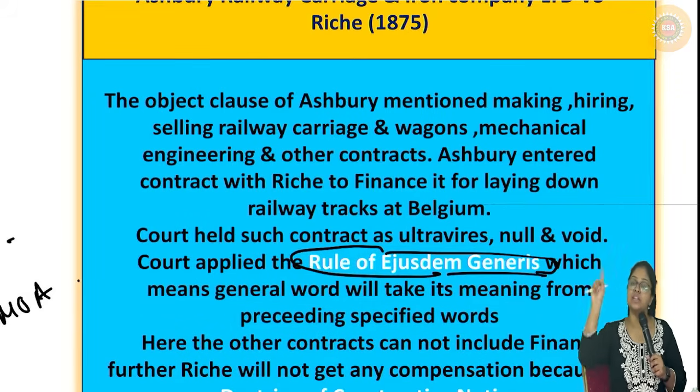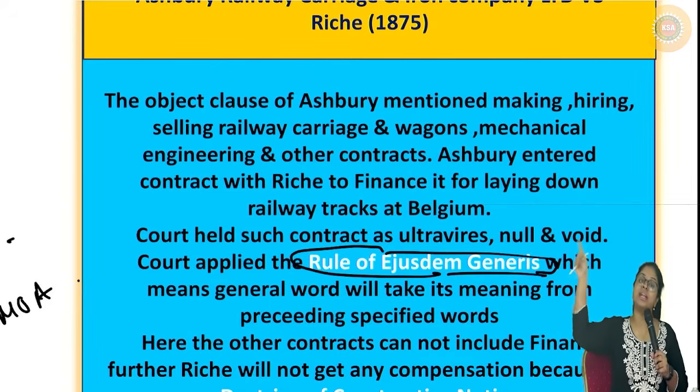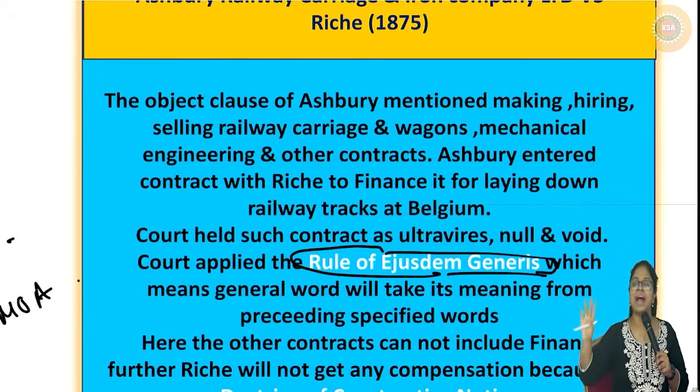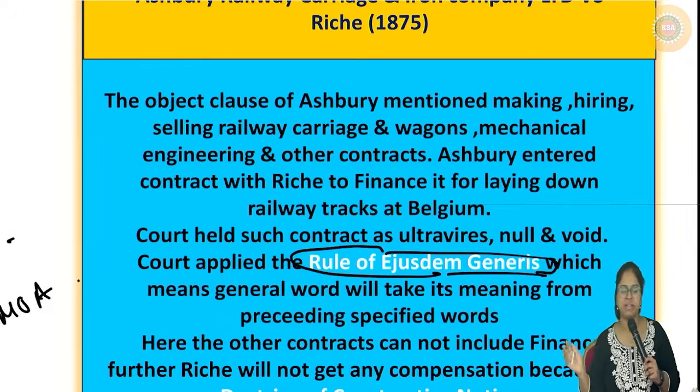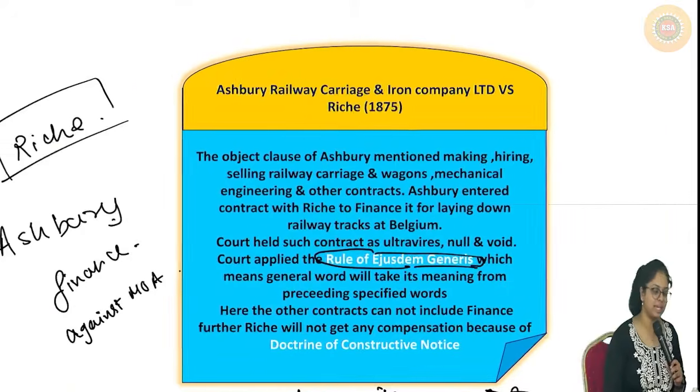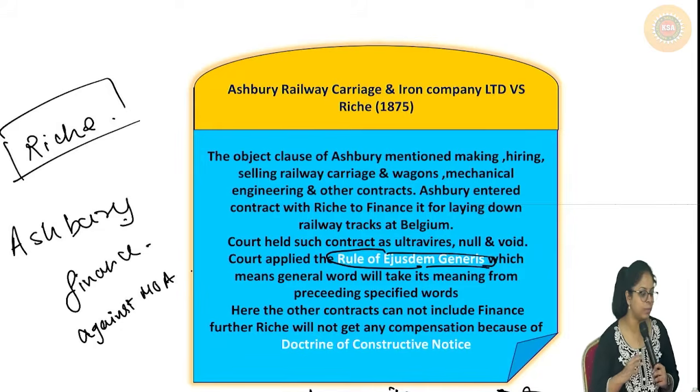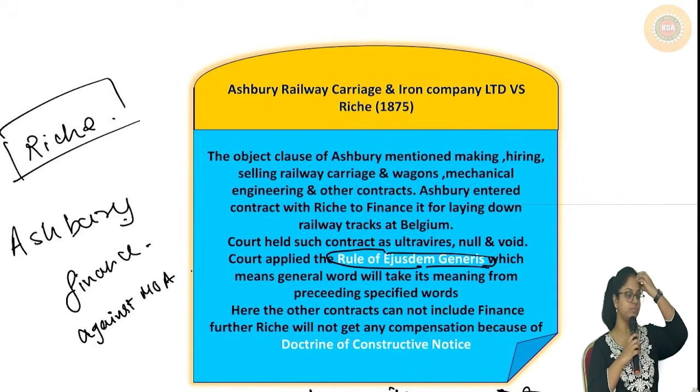Therefore, Richie, it is your mistake that you did not read the MOA properly. If you had read the MOA and interpreted it properly, you would have clearly known that Ashbury company can never do financing contracts. So it is your mistake. So Ashbury will not pay you any sort of money. Are you able to understand this case law, guys? This is one very significant case law. They keep asking it in the exam. People in the Zoom, are you able to understand this case law?